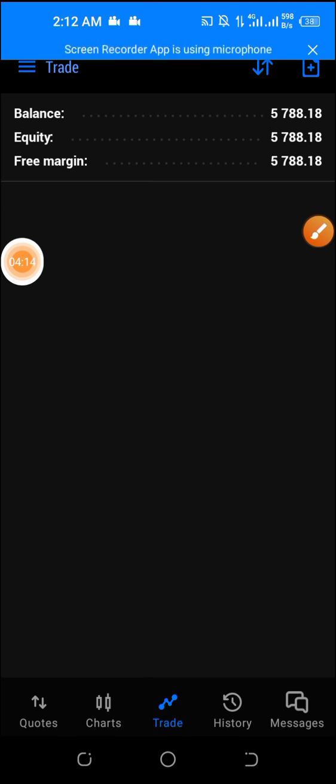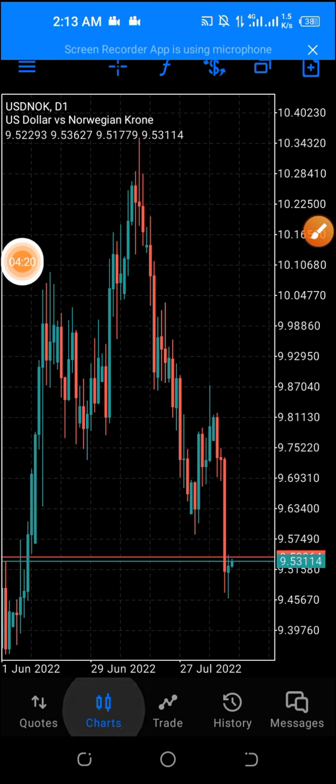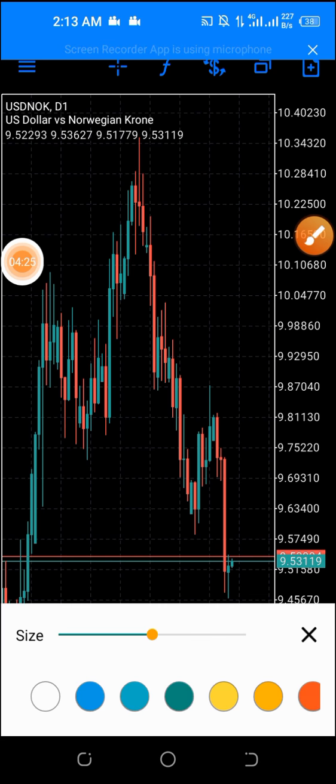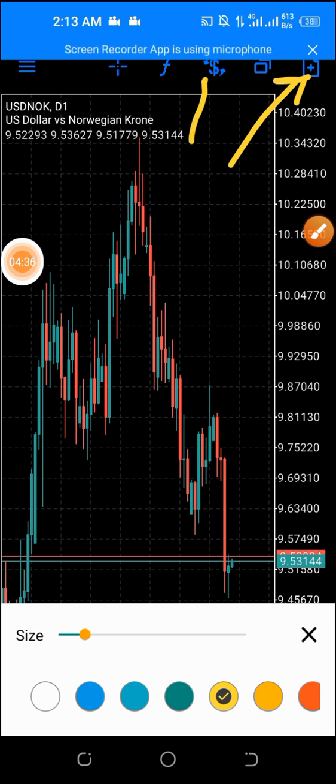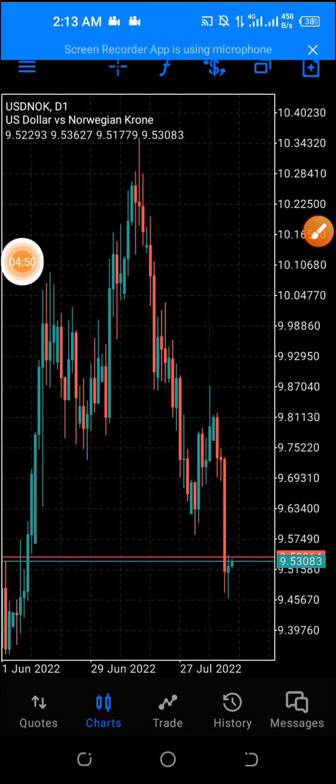Now we go back to trade or chart. When you are on trade or chart, you should see this add button here. That's where you open a trade. Very important for you. This one is also very important. That's where you change. You can see the currency pair here is US dollar versus Norwegian krone. That's the chart you are looking at.